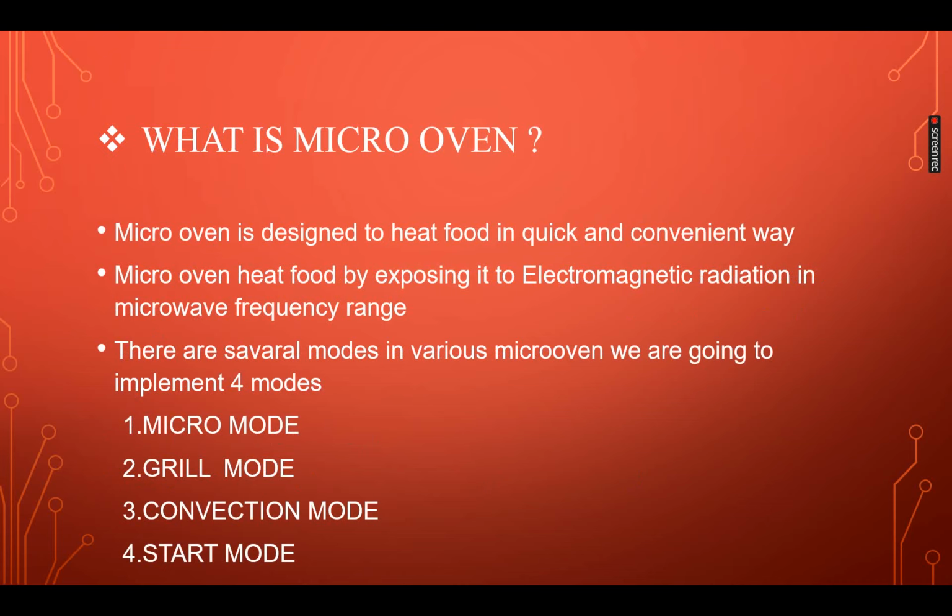What is a micro oven? A micro oven is designed to heat food in a quick and convenient way. A micro oven heats food by exposing it to electromagnetic radiation in the microwave frequency range. There are several modes in general. In our program we used four different types of modes: micro mode, grill mode, convection mode, and start mode.